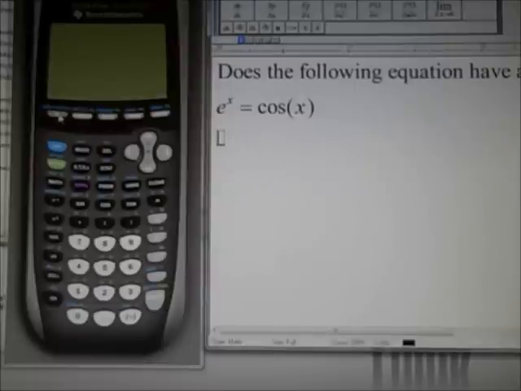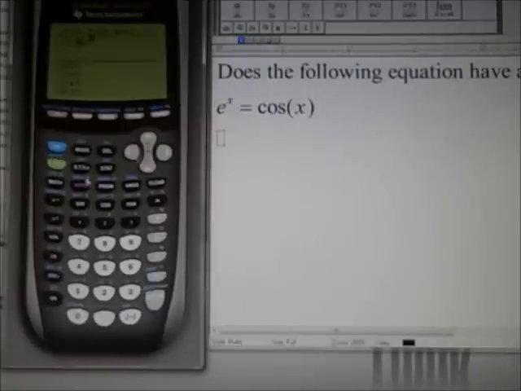So what I can do is come over here and put e to the x in y1, and then in y2 I'm going to put cosine of x. If there is a solution to this, that means that the graph of e to the x and the graph of cosine of x have to have the same y value at that particular x. What that corresponds to on the graph is that they have to intersect. So, that first one was the graph of e to the x, the second one was cosine of x. Do these two graphs intersect?